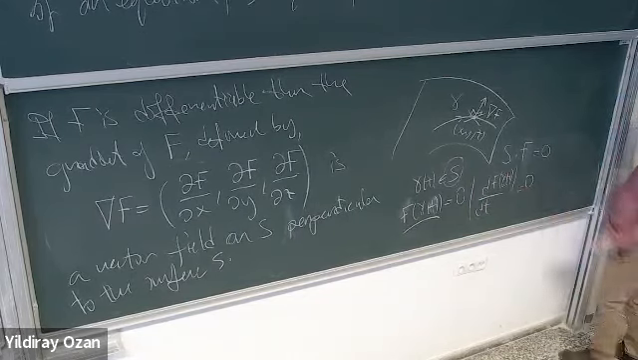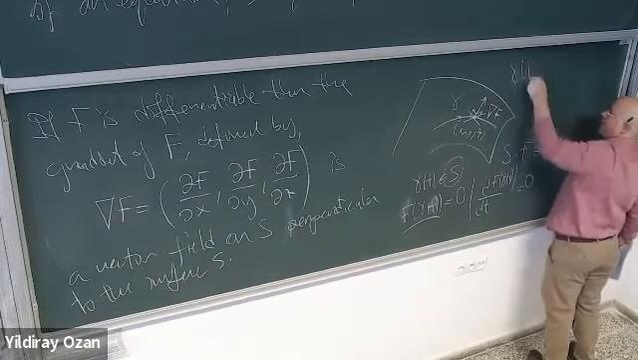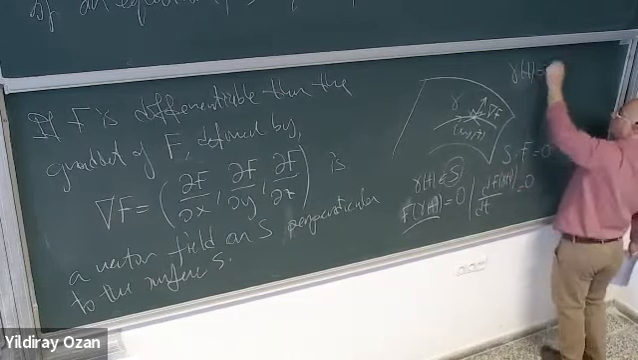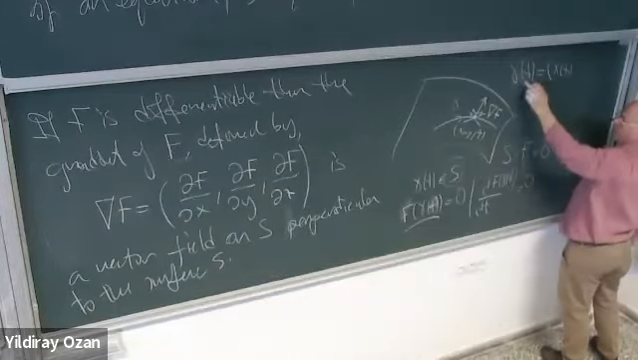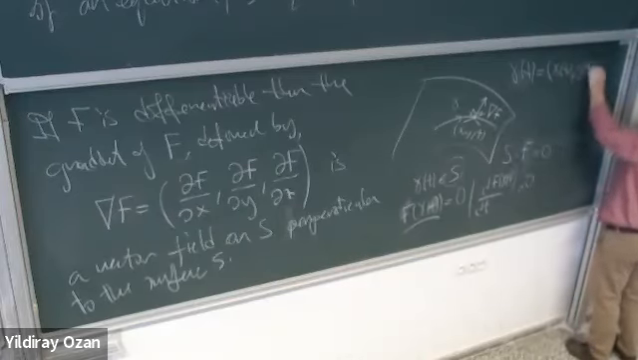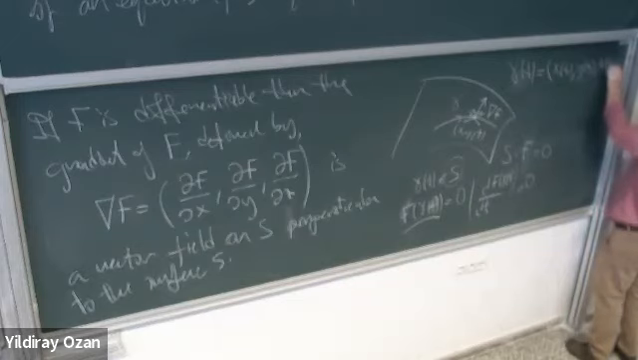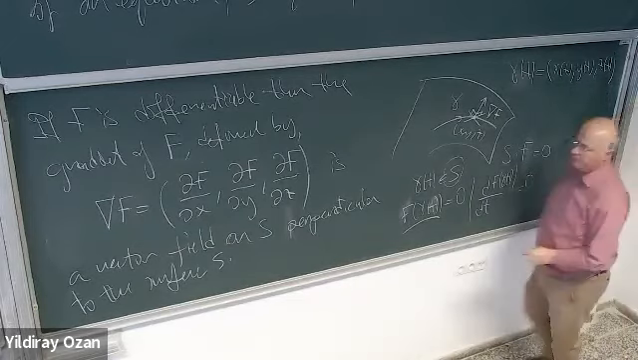So if I write, let's say, gamma t in coordinates. So this gamma is a curve in R3. It has x coordinate, y coordinate, and z coordinate. So f of gamma t is then what?